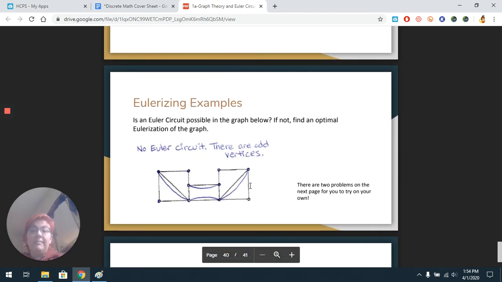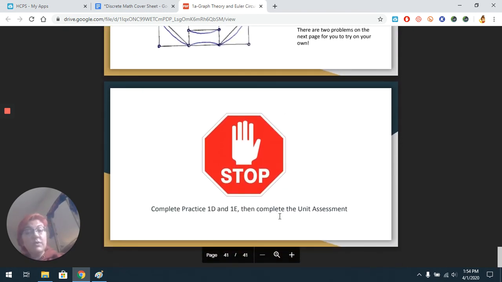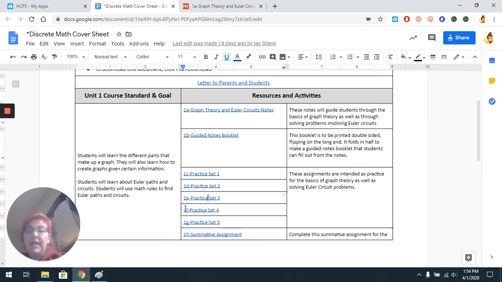So is an Euler circuit possible here? Well, before I duplicated, no, because this one had degree 3. So I had odd vertices. By duplicating 4 edges, I was able to create a graph where all vertices are now even. In your booklet, if you have it, there are 2 problems on the next page for you to try on your own. And we're done. Let's take a look at 1F, which is practice set 4.